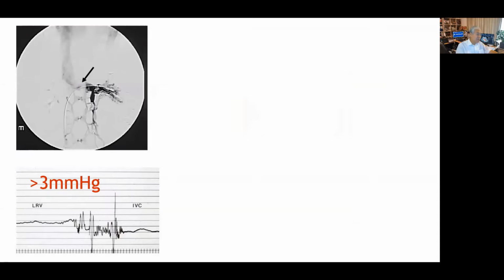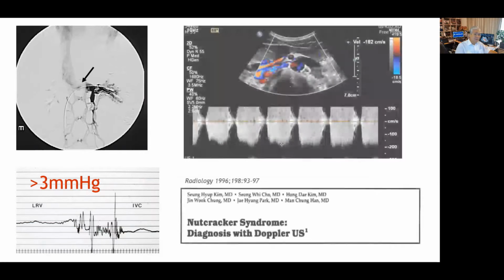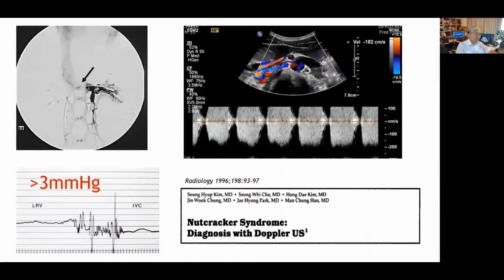Traditionally, the diagnosis of Nutcracker phenomenon and Nutcracker syndrome depends on a pressure gradient of more than 3 mmHg across the aorto-mesenteric left renal vein, but it needs invasive catheterization. I had special interest in Doppler ultrasound diagnosis of Nutcracker syndrome, and this is an article I published in 1996 in Radiology.